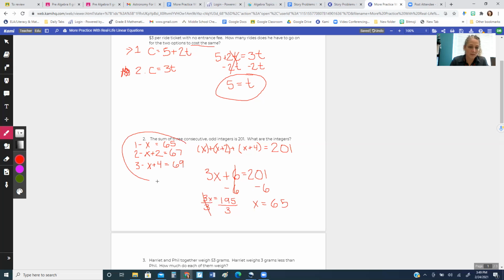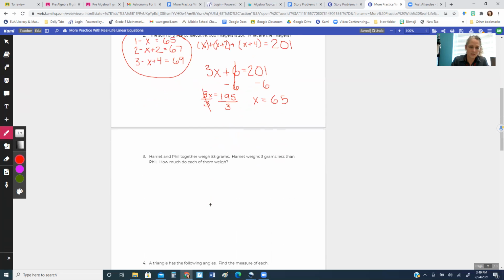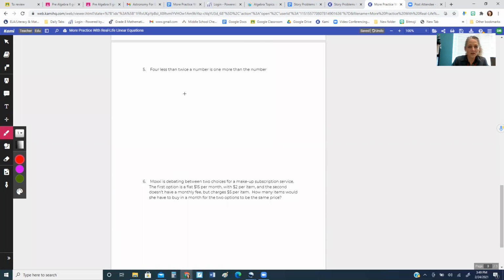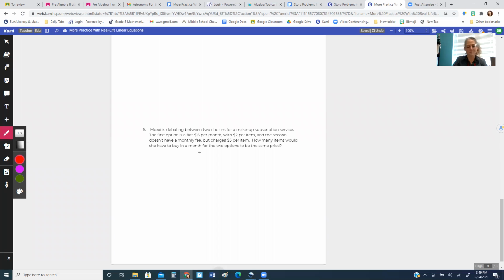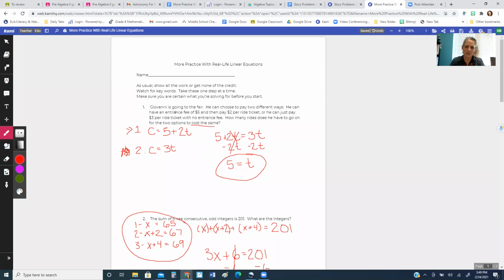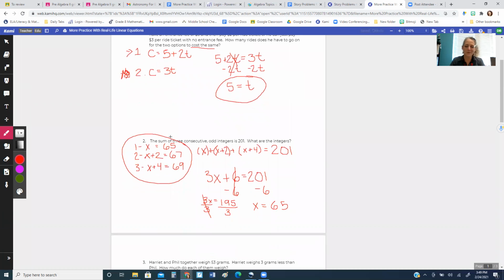So there are a couple more after these for you guys. I want you guys to do on your own. We have Harriet and Phil. We're adding together their weights. We have another one with the triangles. And we have 4 less than twice a number is 1 more than the number. We've got to have one of those. And then Moxie is debating between 2 choices for a makeup subscription service. This one is extremely similar to the tickets one with the fair. Let me know if you have questions.